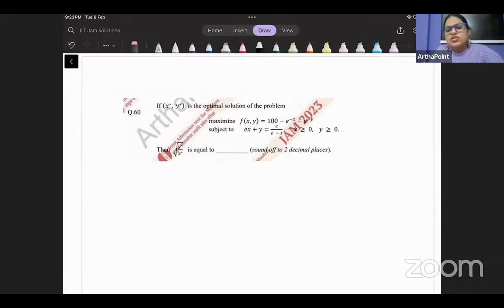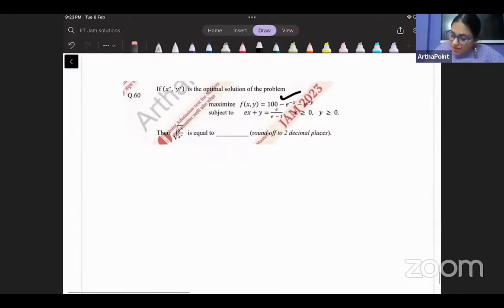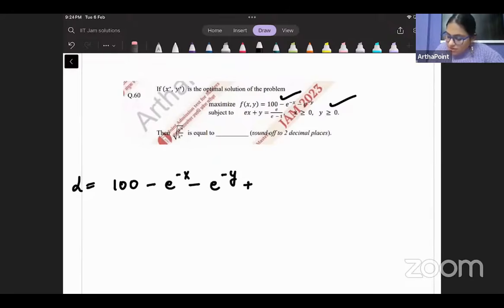Come to question number 60. बहुत सिंपल है क्वेश्चन 60. इसमें you just need to go ahead and apply Lagrange. कुछ नहीं करना है. देखो, you need to maximize this function subject to this condition. लगा दो बेटा Lagrange. 100 minus e to the power minus x minus e to the power minus y plus lambda (x plus y minus e upon e minus 1).